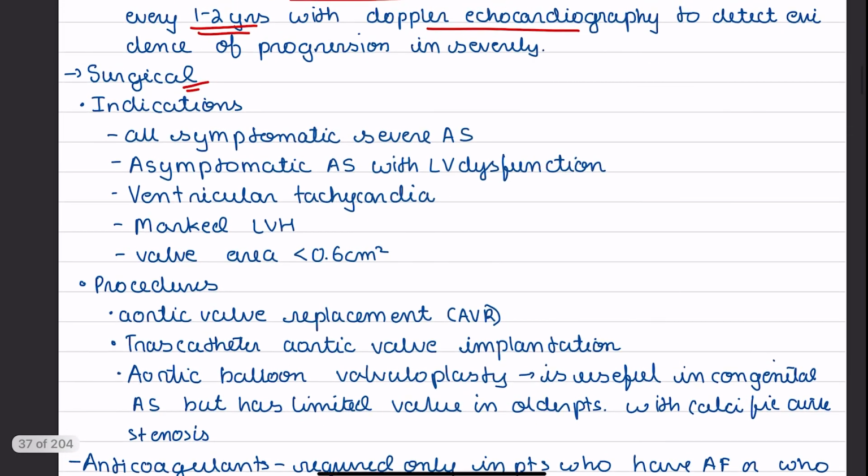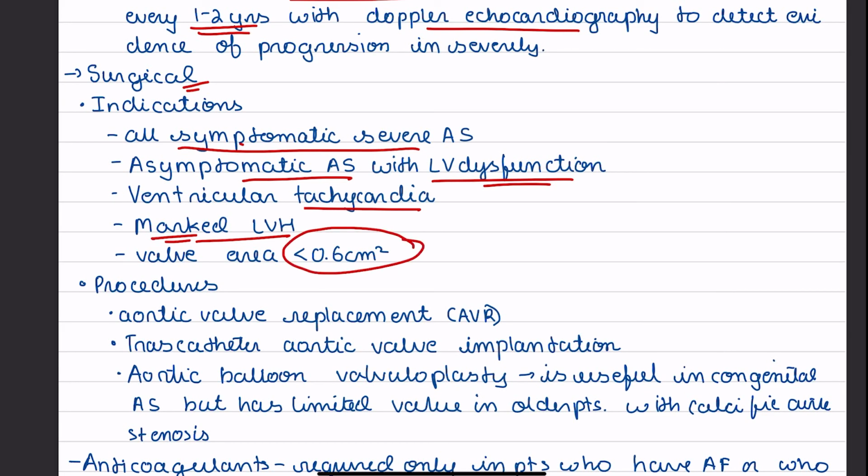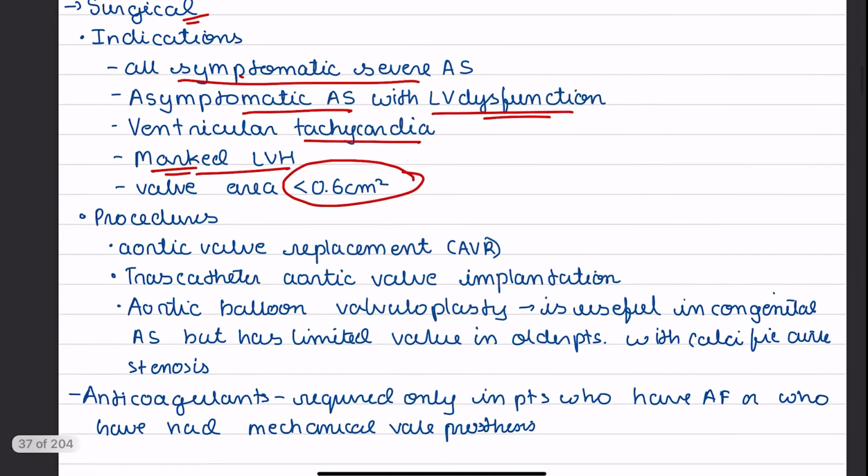Now, surgical management. So what are the indications? All symptomatic severe AS. So if it's symptomatic aortic stenosis and it's severe, we give them surgical management. And if there's asymptomatic AS with LV dysfunction, that is, the ventricle cannot properly maintain the cardiac output, that is also an indication. Ventricular tachycardia, marked left ventricular hypertrophy, and a valve area less than 0.6 centimeter square. So these are indications for surgery.